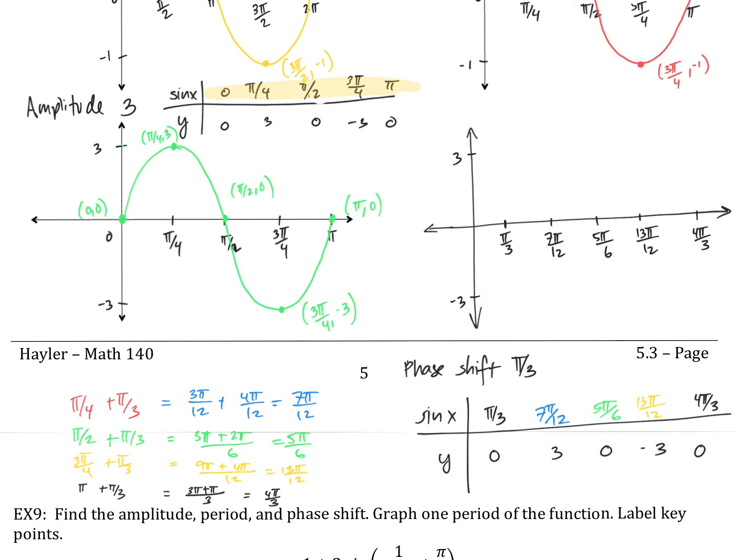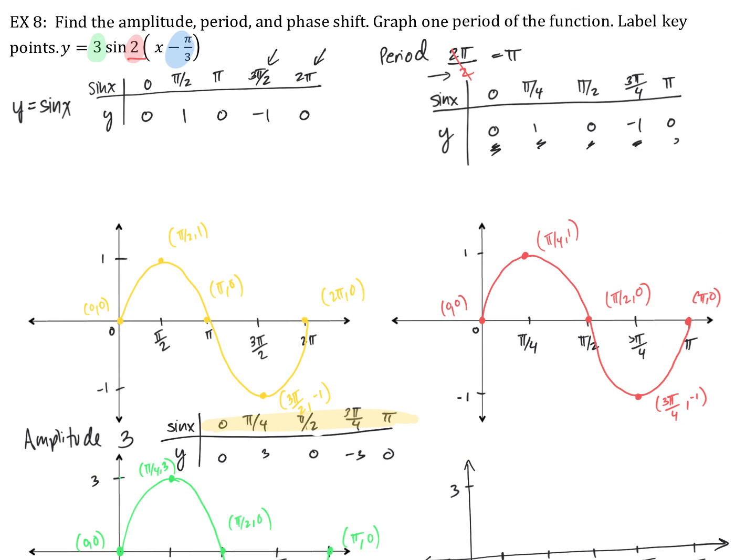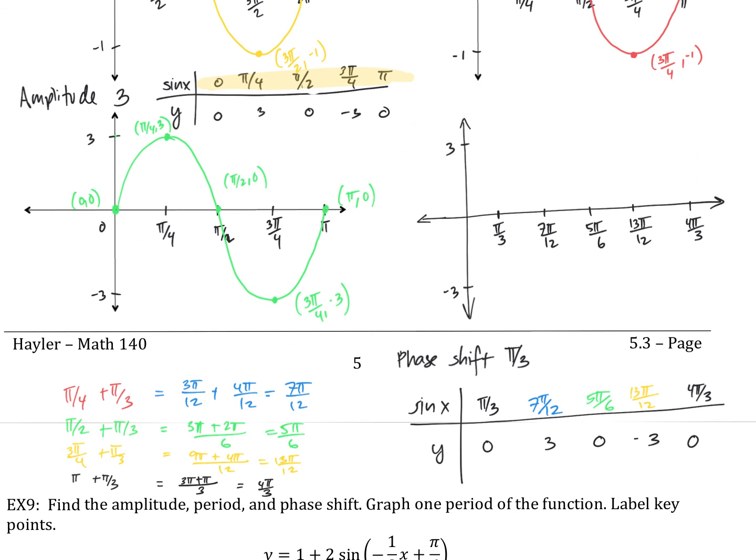So let's go ahead and graph these. Which color was I using? I was using blue. Alright, the finishing graph in blue. Here we go. We're almost there, guys. Okay, so 0, pi over 3. And then we have 7 pi over 12, 3. This was pi over 3, 0. Then we have 5 pi over 6, 0. And then 13 pi over 12, negative 3. And lastly, 4 pi over 3, 0.